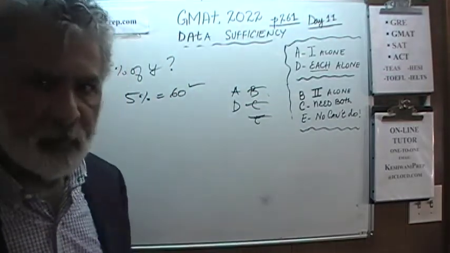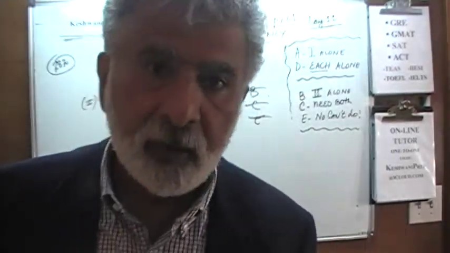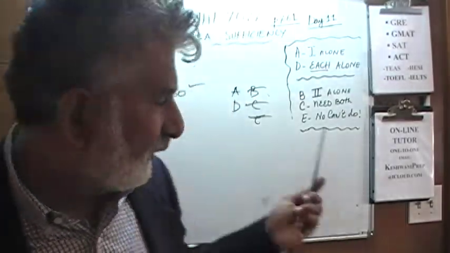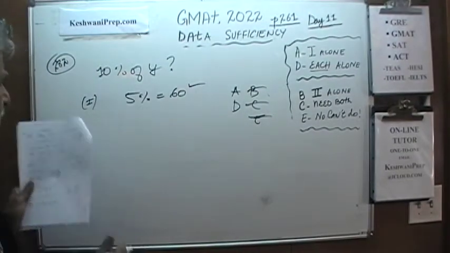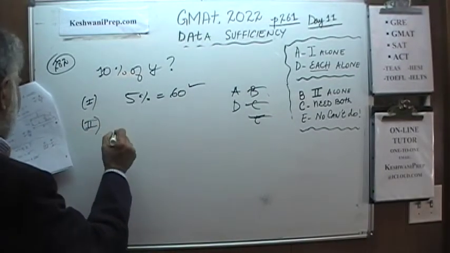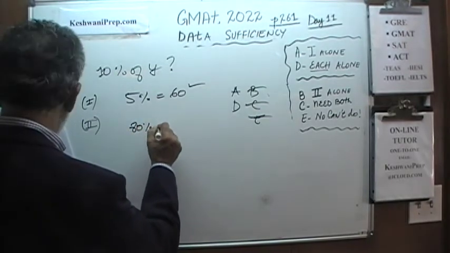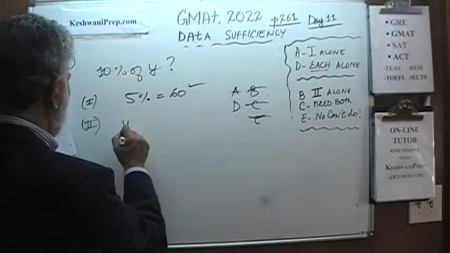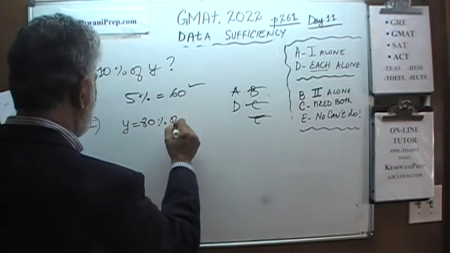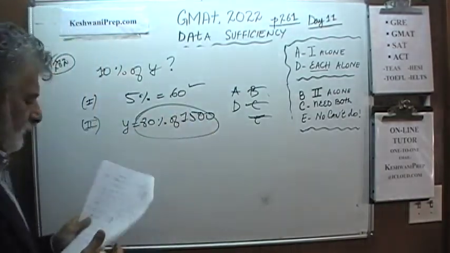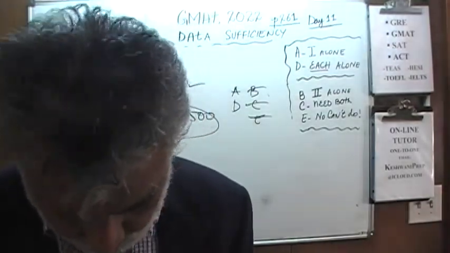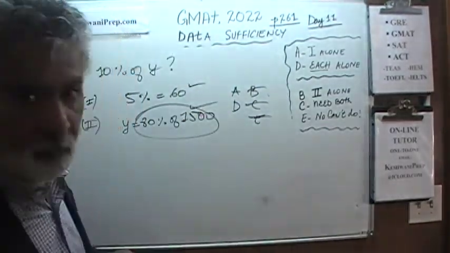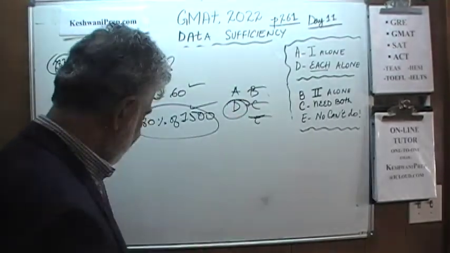The first statement by itself is quite enough. This is a gift. Sometimes you come across a few questions which are just too easy, too silly. What I call gifts. First statement by itself is quite enough. The second statement tells us that Y is equal to 80% of 1500. But there you go. All you have to do is figure out what 80% of 1500 is, and that's your Y. The second statement by itself is also enough. The answer in this case is D.